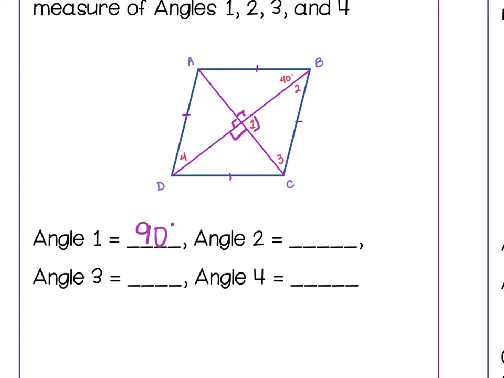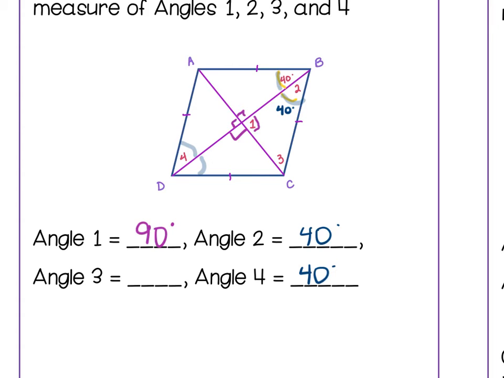Then the diagonals bisect the opposite angles. So each pair of angles that are next to each other are congruent. Oh, so it's not like 40 is congruent to 4. 40 is congruent to 2 because it's opposite 4, right? So 2 is 40 because diagonals bisect the opposite angles. But then it's still a parallelogram, so opposite angles are still congruent, which means each of these parts are going to be congruent. So 4 is also 40.